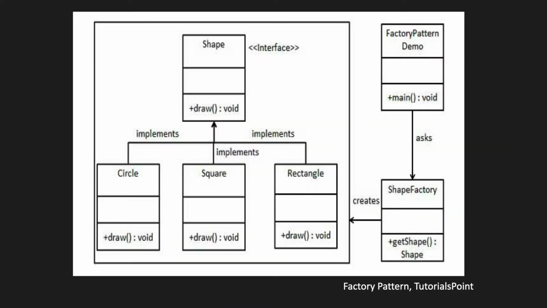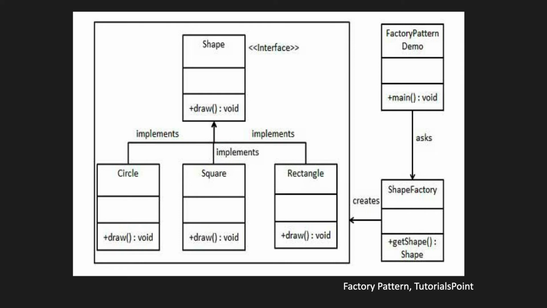To understand this design pattern in depth, let's take a look at this UML diagram. Here, we have an interface called shape and three concrete classes which implement it. Also, we have a factory class shape factory which is accessed by our main method in factory pattern demo. The main method gives some information to shape factory, and on the basis of this information, shape factory returns a shape object to the main method.